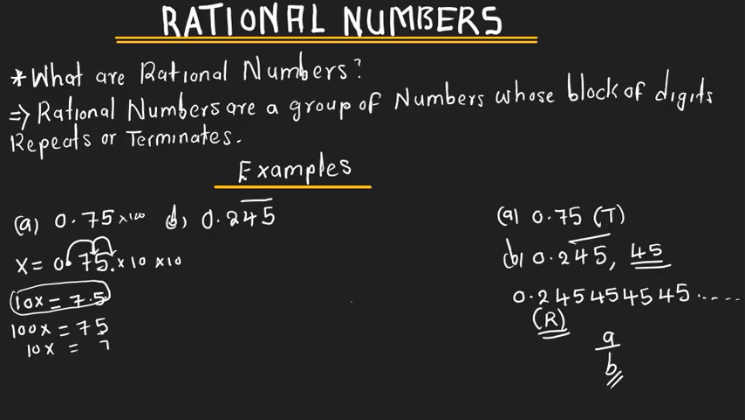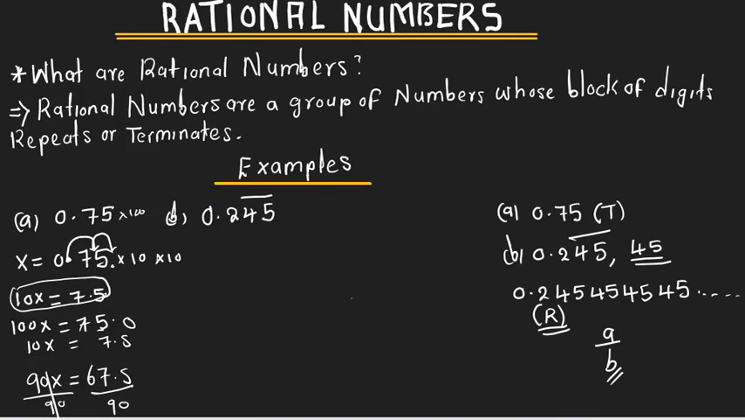Of course, I'm going to get 90x, and this is going to be 67.5 over 90. If you divide this to confirm that it's true, you must get 0.75. Please don't reduce it, just leave it like this, else you make a mistake. Let me just grab my pen.